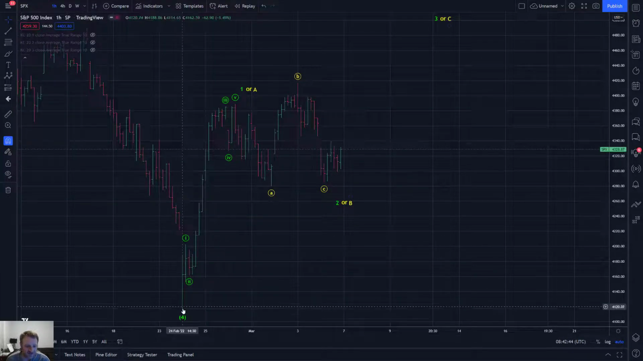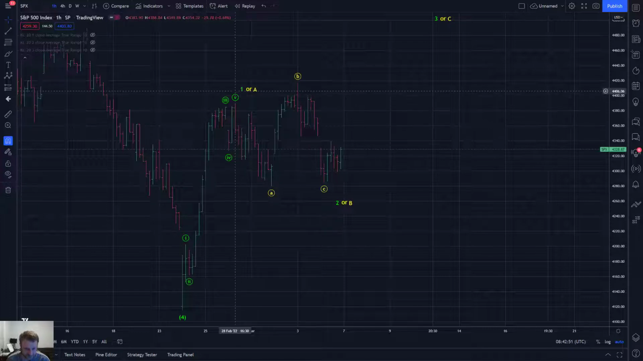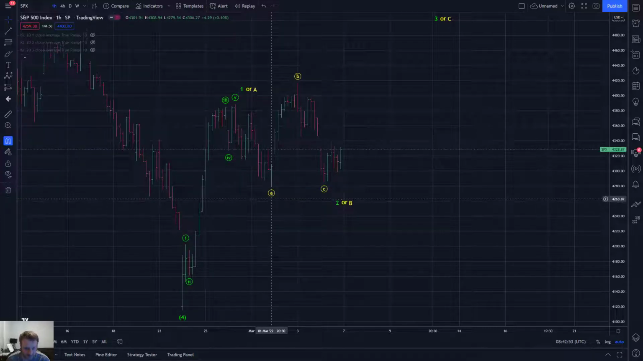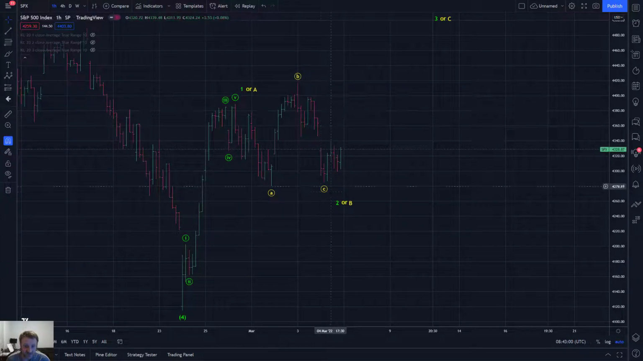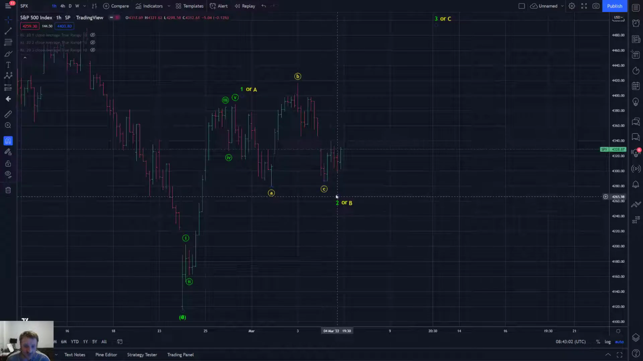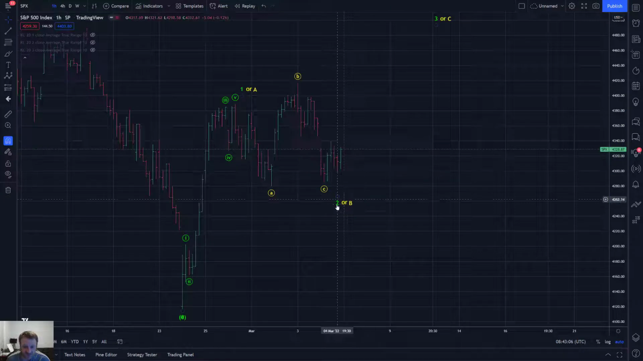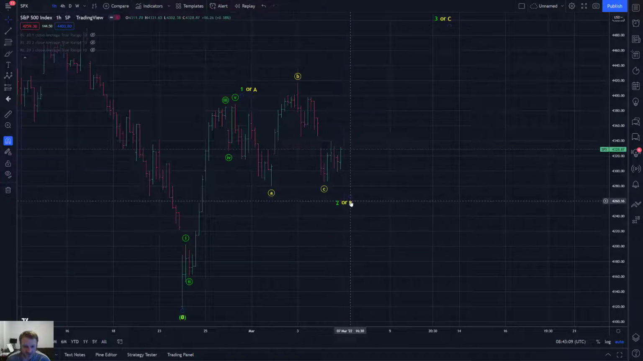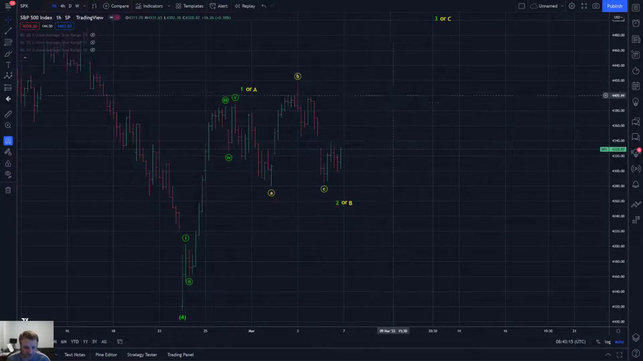You could just count this as I have it currently labeled, 1, 2, 3, 4, 5 for either initial 1 or A. Then we have a 3-wave move down for A. You can argue a 3-wave move up for B. And then potentially we already have the move down in C, or maybe a little bit more to go for the move down in C, depending on how you want to subdivide it, for potentially this larger 2 or B, and then looking for a 3 or C to new higher highs after that's all resolved.